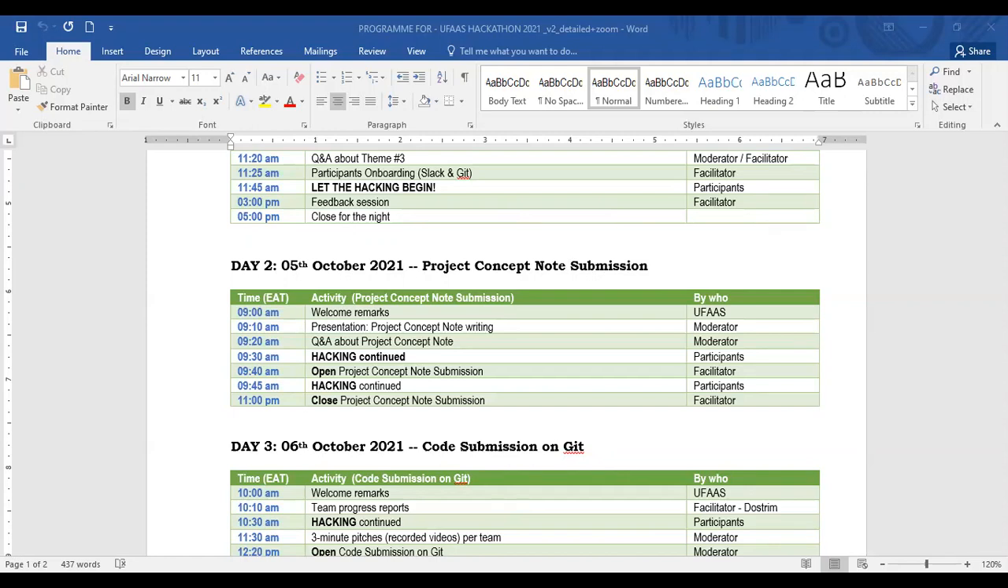Then, did everyone receive the invitation to the Slack channel? Yes, personally, I received that invitation. Okay, so please join the channel because we would like to use that channel for further communication. You can even submit your concept notes via the Slack channel.